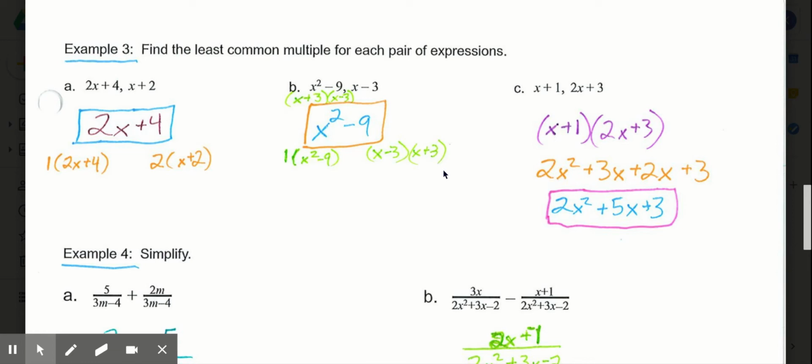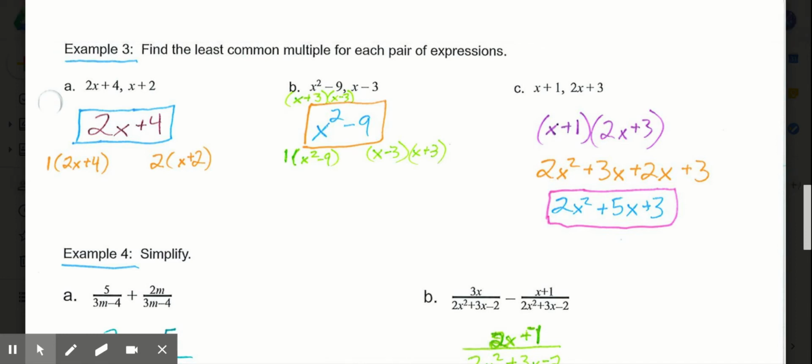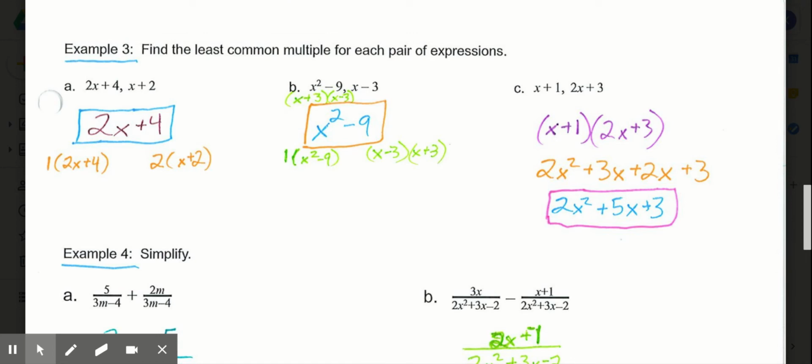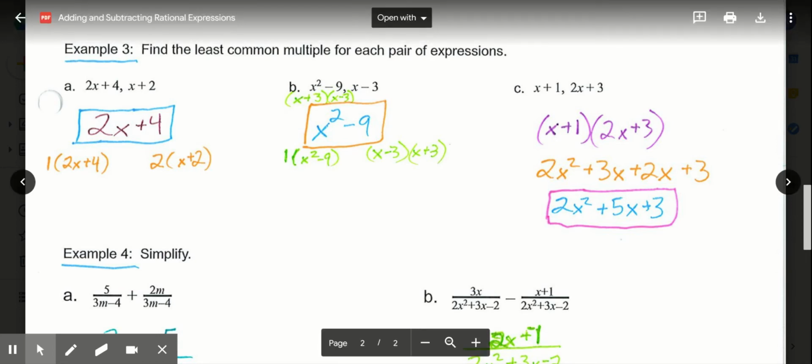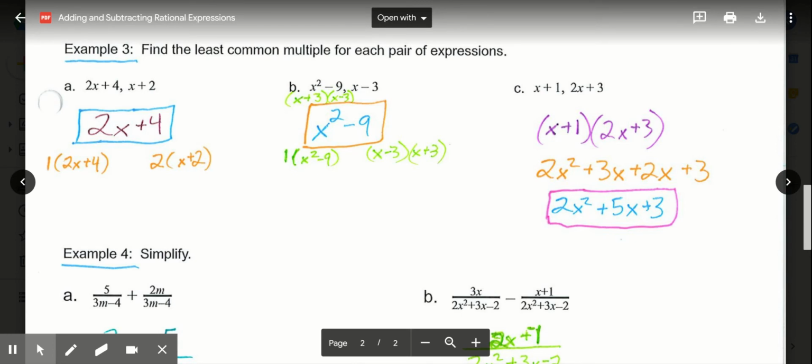And then in C, if you're not sure what you could do to come up with a common multiple, so if both expressions are like x plus 1 and 2x plus 3, well, if I double the x plus 1, I get 2x plus 2. That doesn't get me anything good. I need them to match, and I can't think of a good number I can multiply both by. Well, then, the easiest solution is to multiply the two binomials together.